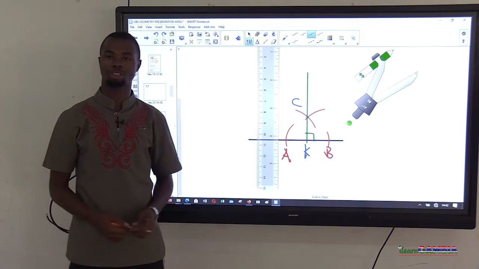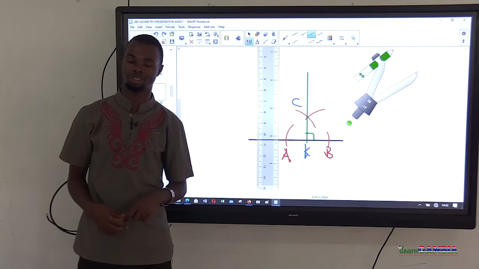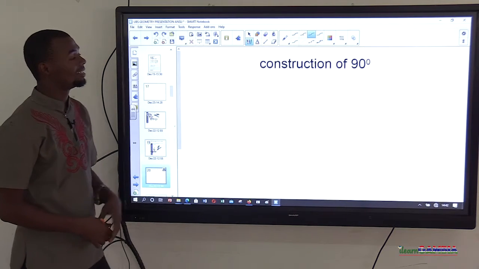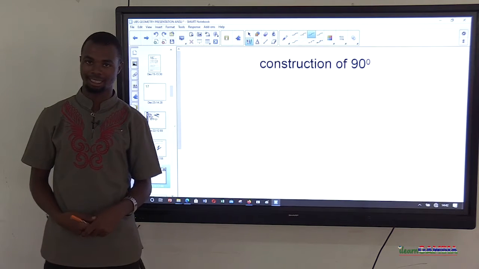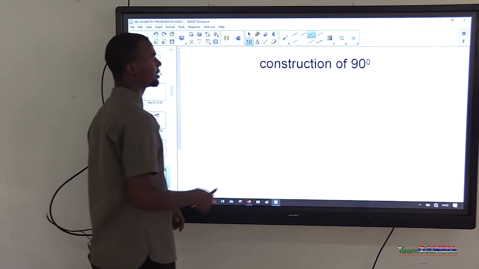This is another way of constructing 90 degrees. And the other one was another previous way of constructing 90 degrees. I'm going to give you another way also to construct 90 degrees. I give you two ways. This is going to be the third way to construct 90 degrees.